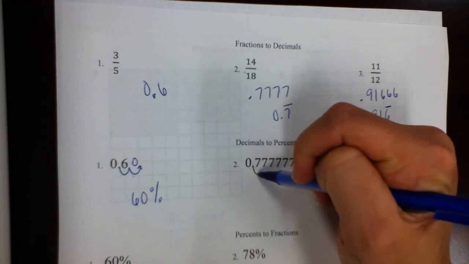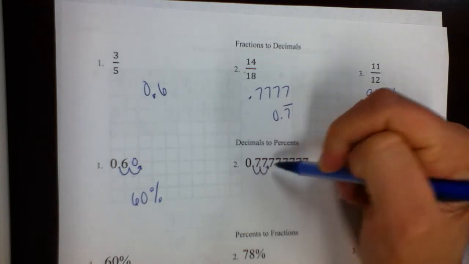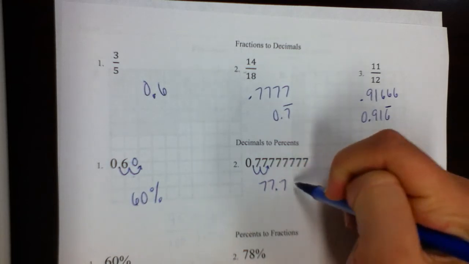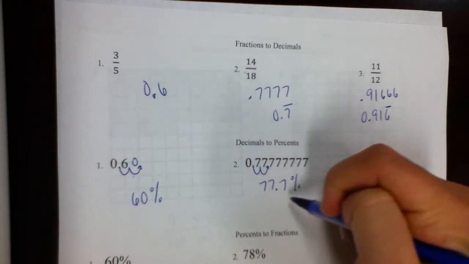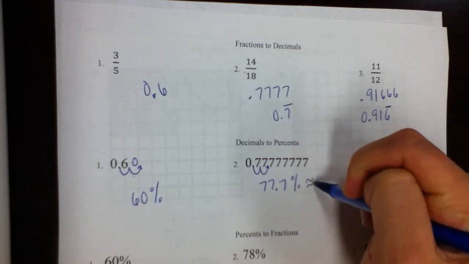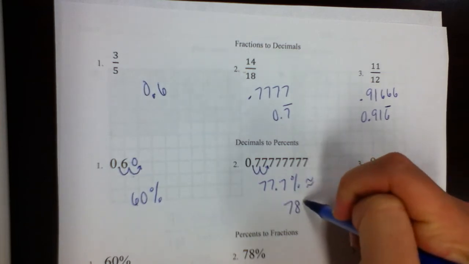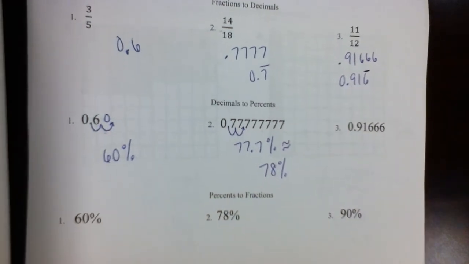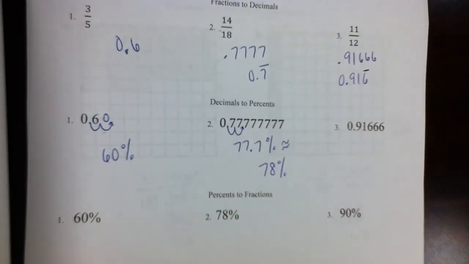Decimal, I'm going to move my decimal 2 places. And this would become 77.7%. We can round this to the nearest whole number, which is 78%. Go ahead and try to do number 3 on your own. And then you can check your answer with us. Go ahead and pause the video.